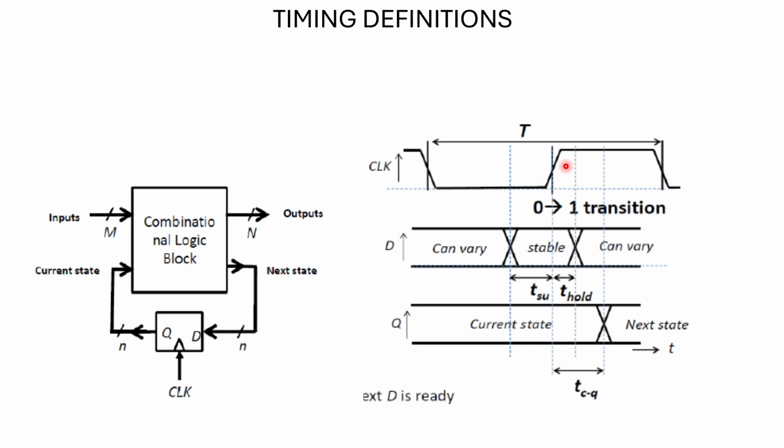So basically, once the triggering happens and my D gets sampled to Q, how much time will it take? Why does it take time? Because these flip-flops, these sequential circuits, are also made up of some combinational circuit blocks, right? So these combinational circuit blocks will have some delays, which give rise to this clock to Q delay.